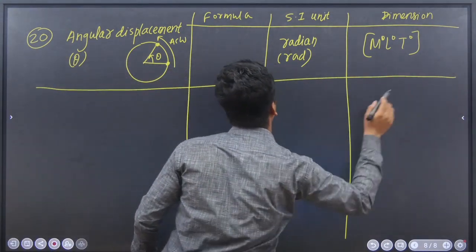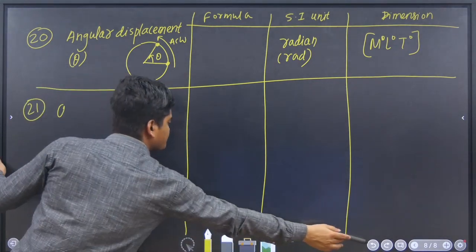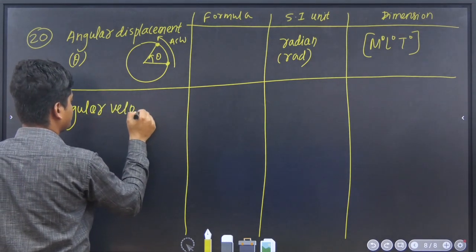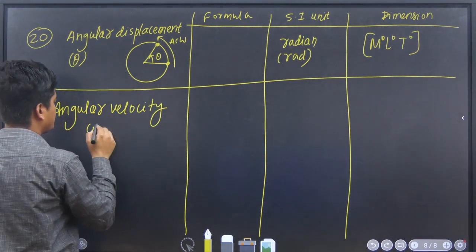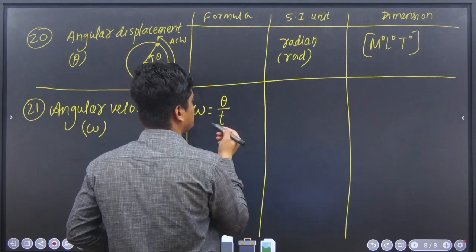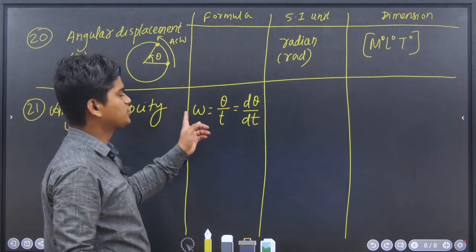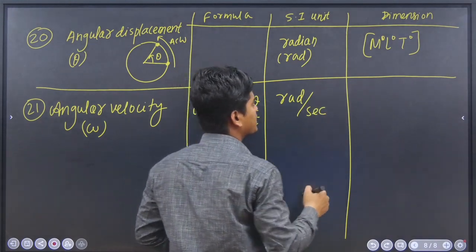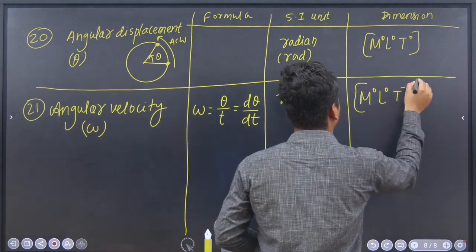Now we will go for number 21, that is angular velocity. So what is angular velocity? Angular velocity is basically omega. The formula: omega is nothing but theta by t, that means angular displacement by time, or sometimes you can write d theta by dt also. This is the angular velocity. Its unit is radian per second, and if you want to write the dimension, you can write M0 L0 T to the power minus 1.